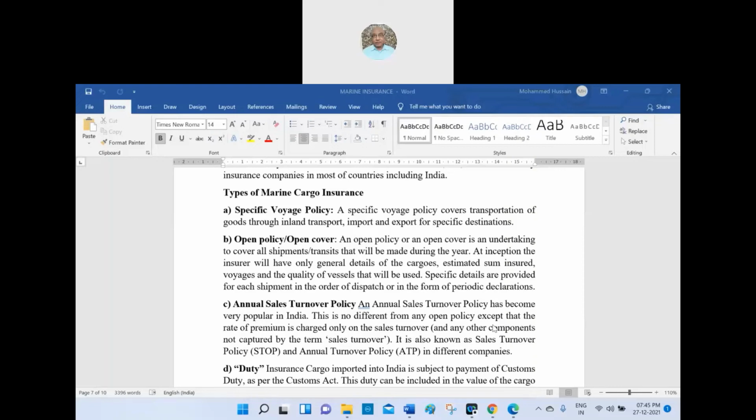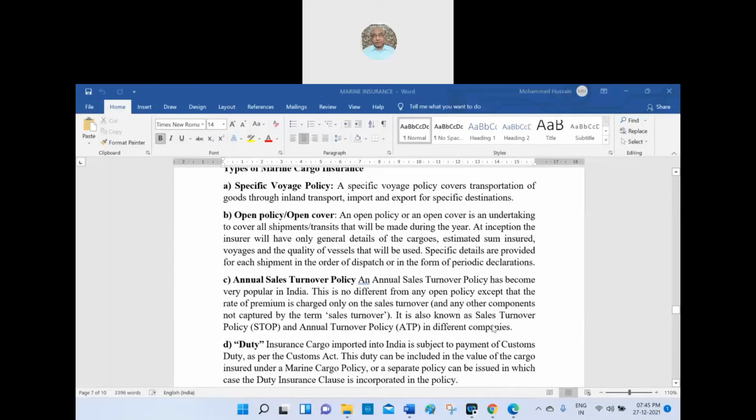A specific voyage policy covers transportation of the goods through inland. Inland transport means from the factory where it is manufactured, then inland it reaches the harbor. From the harbor it makes the voyage. So, import and export for a specific destination. Whichever destination they will take it to, that is called a specific voyage policy, which is one type of policy.